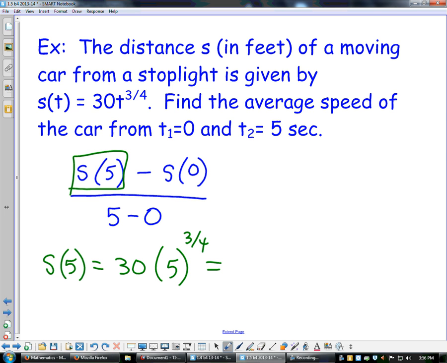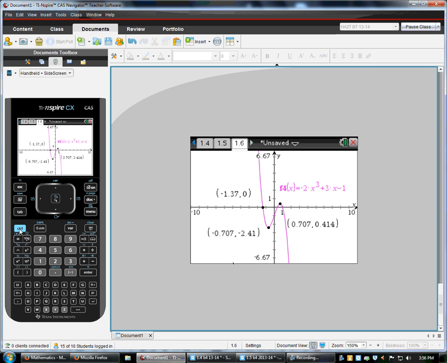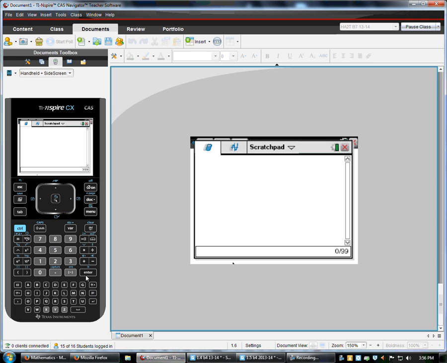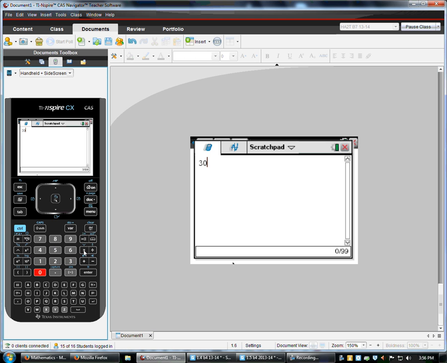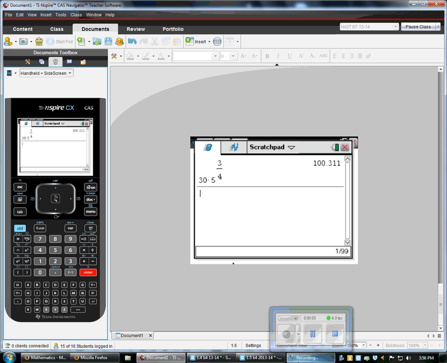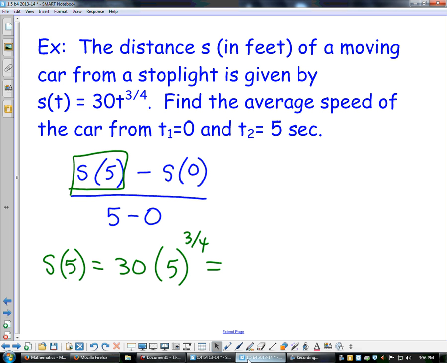This is a real world problem, so let's get a decimal approximation for that. 30 times 5 to the 3/4. I'll just pull up my little scratch pad here. I want 30 times 5 raised to the quantity 3/4, close parentheses, like that. I'm going to do Control Enter to get a decimal approximation. I'm getting about 100.3 as my answer.